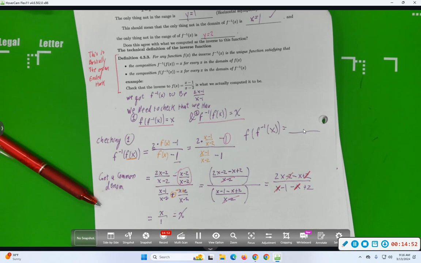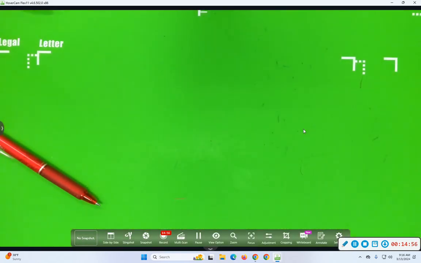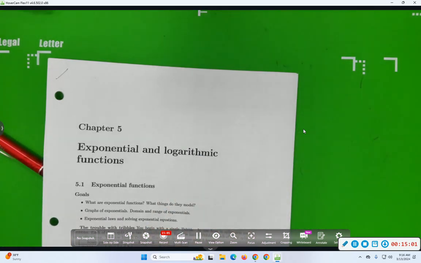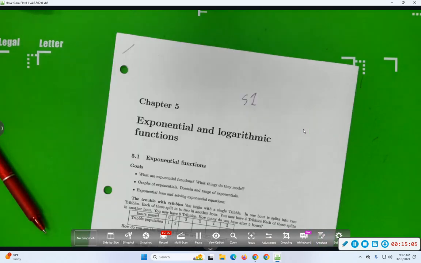All right, so let's start in on a new item on the docket today. Let's start talking about exponential functions.